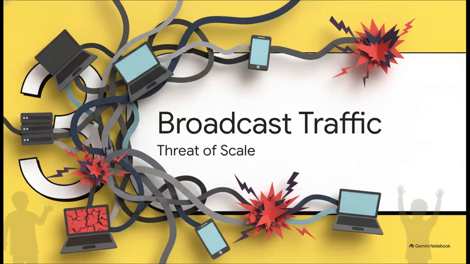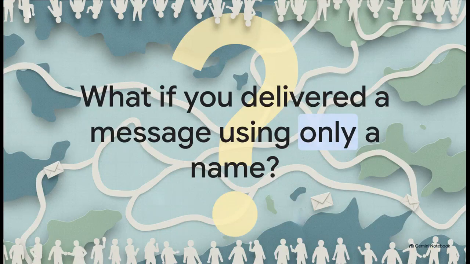All right, on to section 3, the broadcast traffic problem, the threat of scale. Now that we know how these devices identify themselves, it's time to meet the villain of our story. I want you to just imagine for a second how incredibly difficult communication would be if the only way to send a message to someone was to use their first and last name.